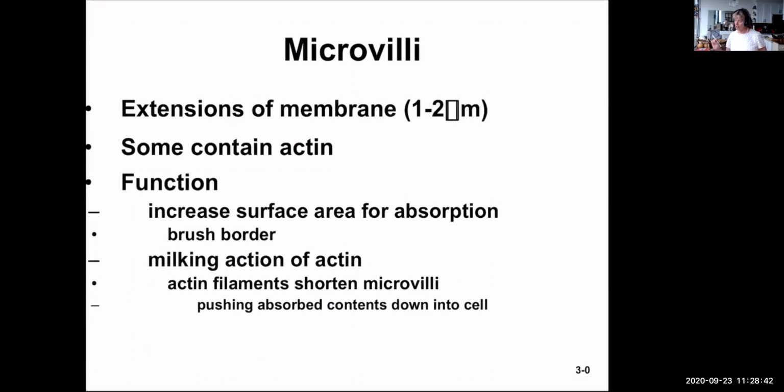Microvilli are extensions of the membrane. They're quite small. Some of them contain actin. Their function is to increase the surface area for absorption. It shows as a little brush border, and you'll see this when we do the lab. The actin kind of milks the microvilli. They shorten it.